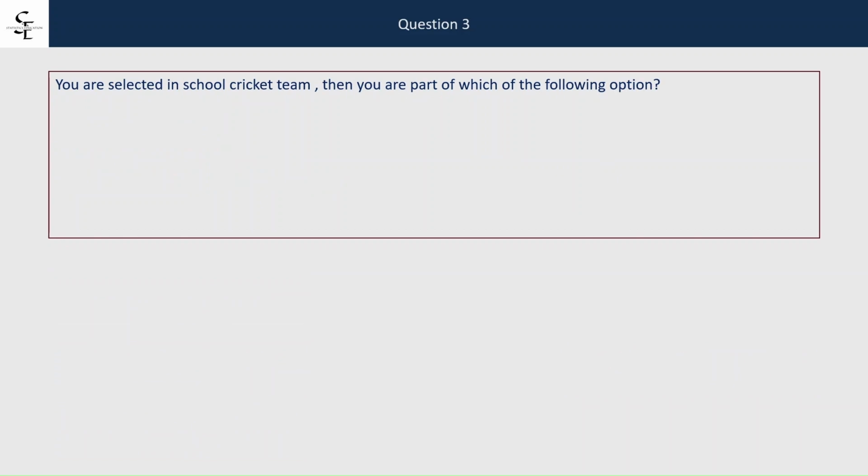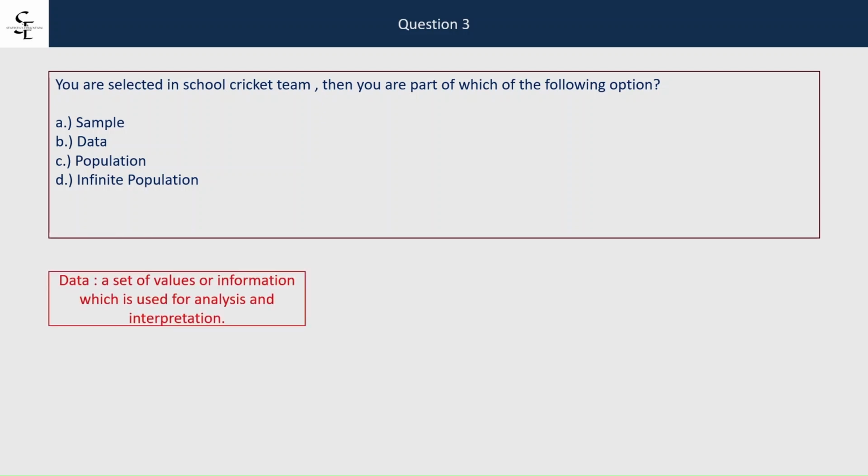You are selected in school cricket team, then you are part of which of the following options? A. Sample. B. Data. C. Population. D. Infinite population. Pause the video to think about your answer. Okay, let's eliminate the wrong answers one by one. Data. Data is a set of values or information which is used for analysis and interpretation. Thus, data is not the right answer.